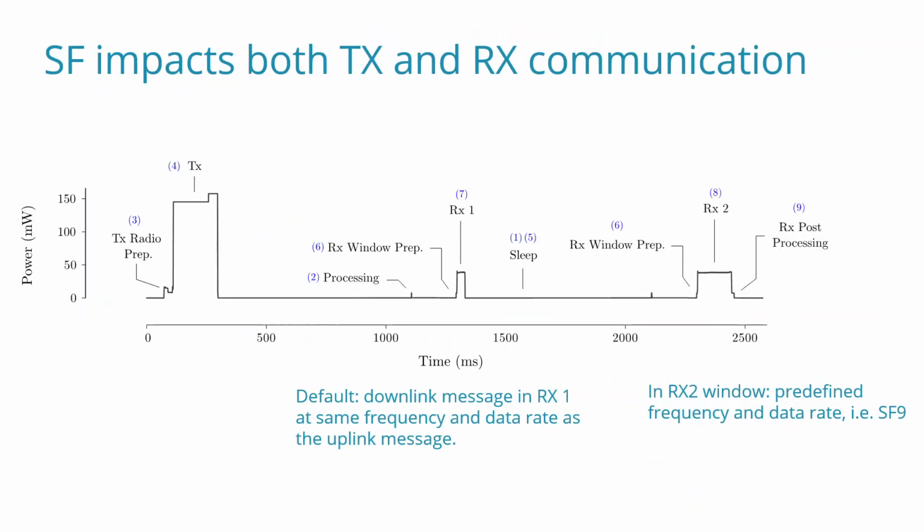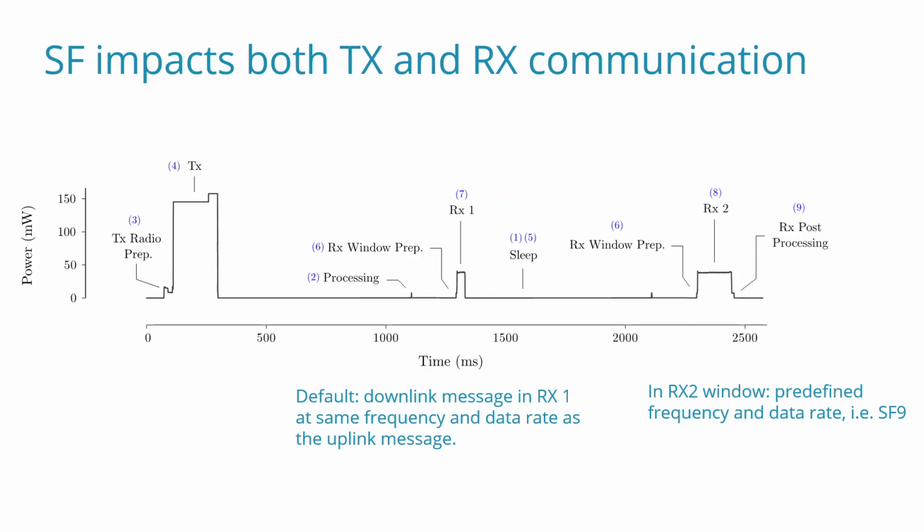Not only does the spreading factor determine the energy required to send the packet, it also impacts receiving downlink messages from the gateway. In LoRaWAN, after sending an uplink message, the gateway has two receive windows, or opportunities, to send a downlink message. In the first receive window, the downlink message is sent on the same frequency as the uplink message and with the same data rate or spreading factor as the uplink message. While in the second receive window, a predefined frequency and spreading factor is used.